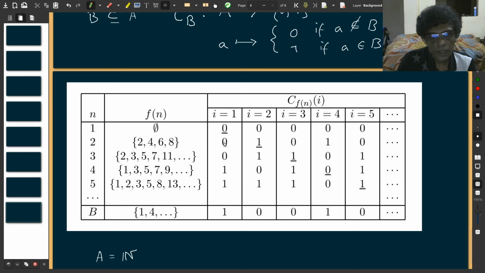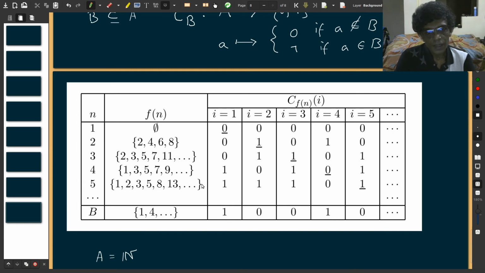So 1 does not belong to this set, so 0. 2 belongs to this, 1. Sorry, 3 does not belong to this set, so 0. 4 belongs to this set, so 1, 0, and so on. Likewise, this may be the set of primes: 2, 1, 3, 1, 5, 1, and so on. Likewise, this may be the set of all odd positive integers, 1, 0, 1, 0, 1, 0, and so on. And this may be the set of all Fibonacci numbers, so 1, 2, 3, 5, then 8.